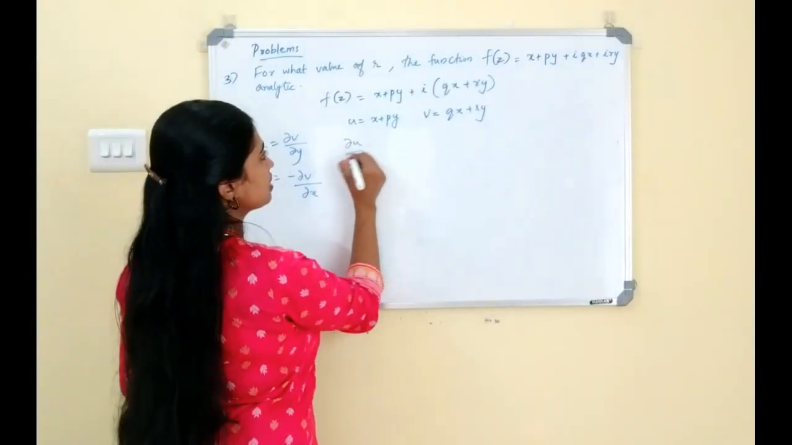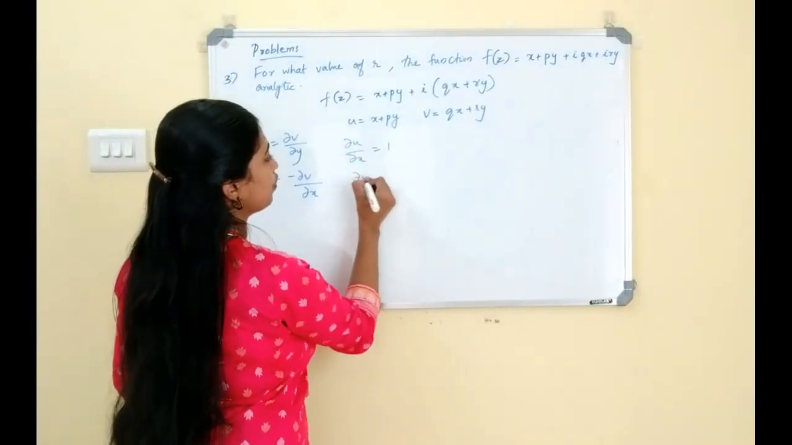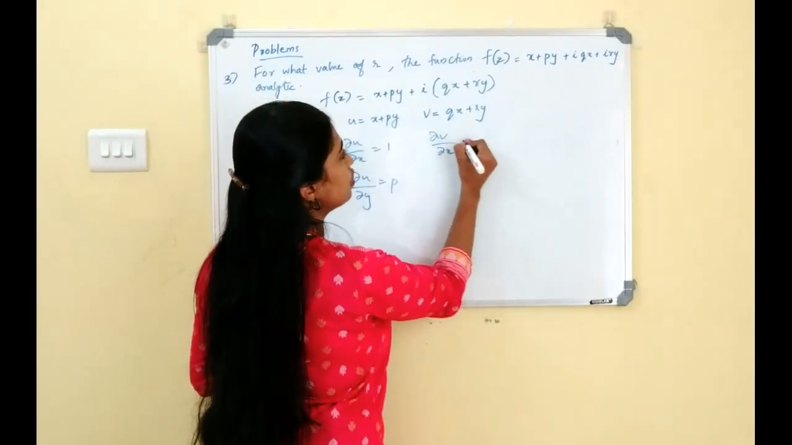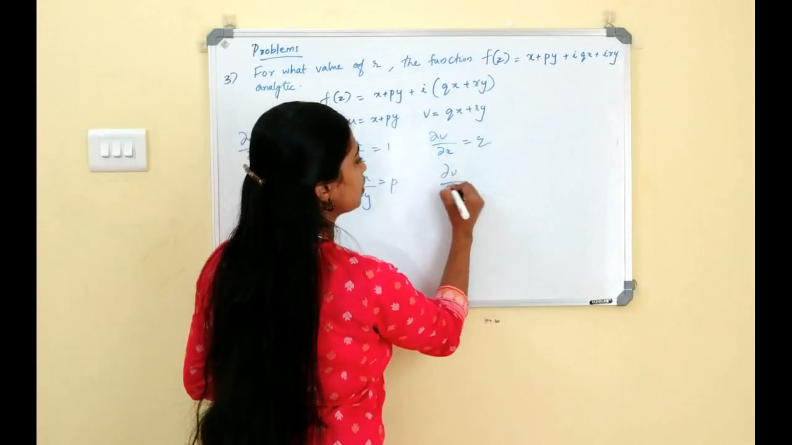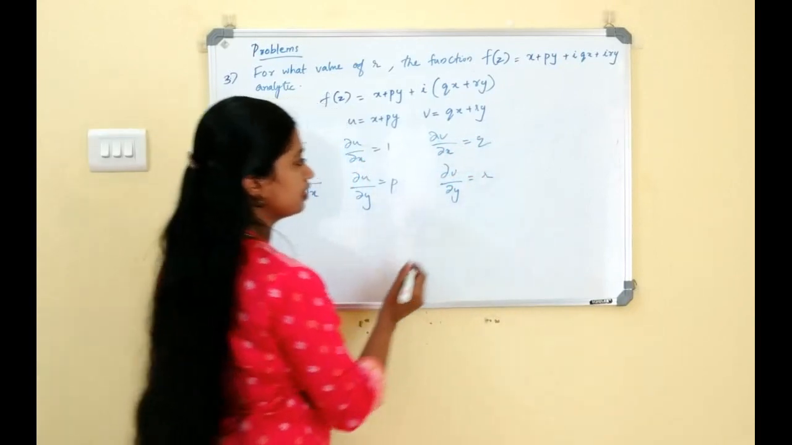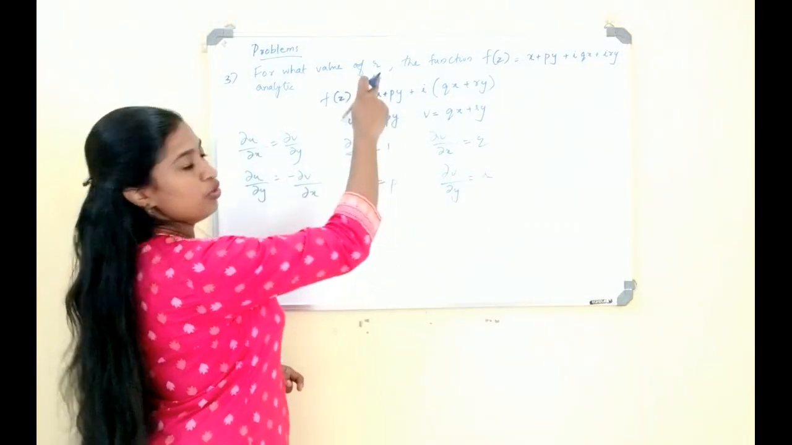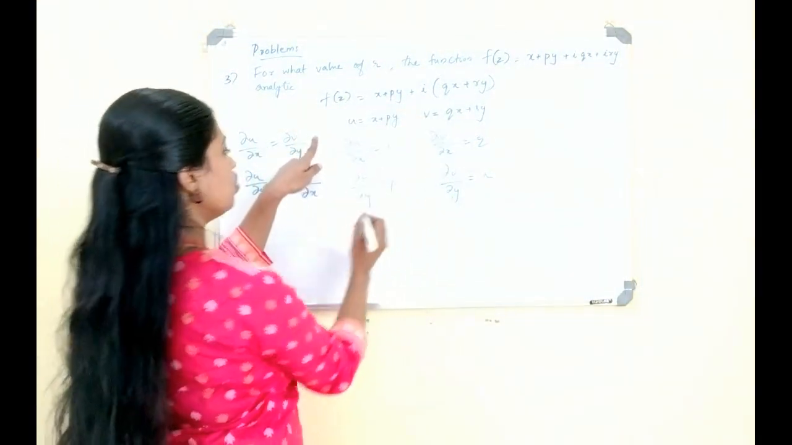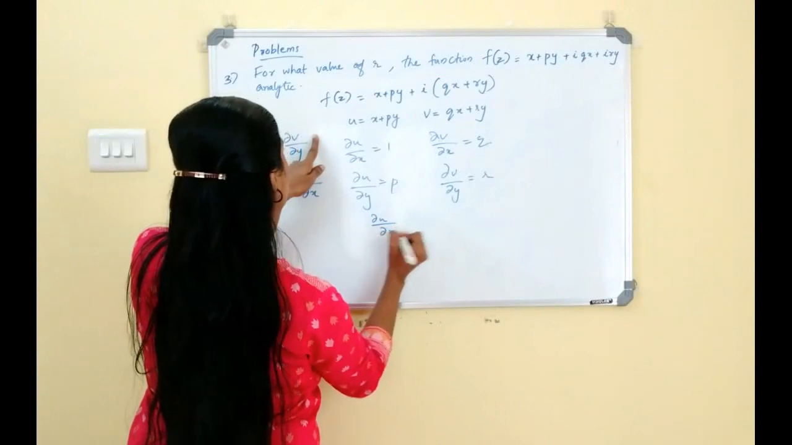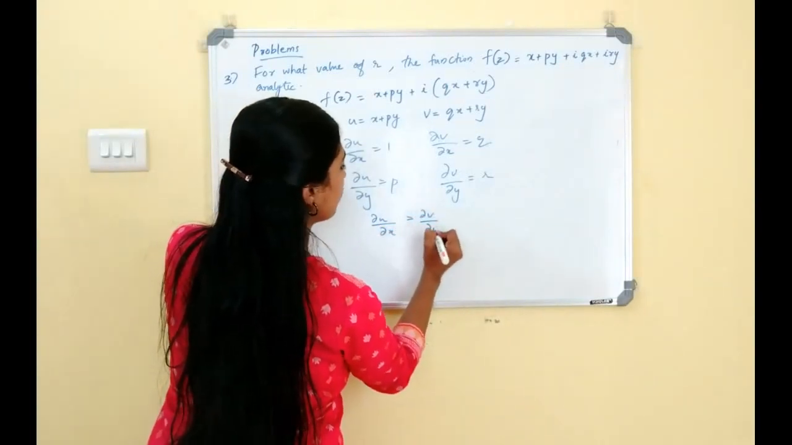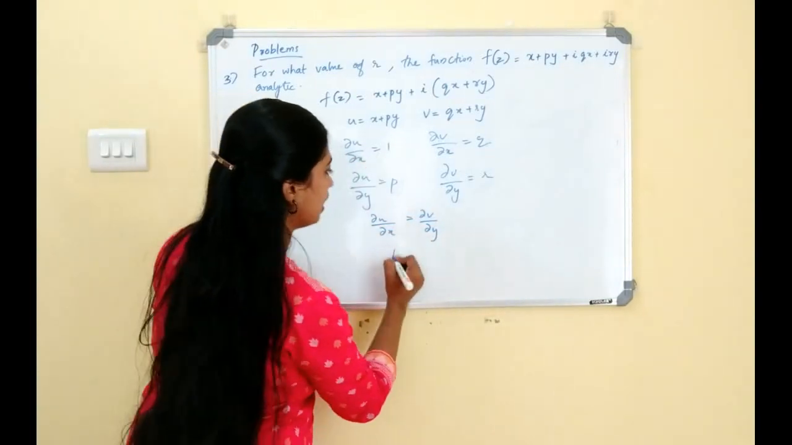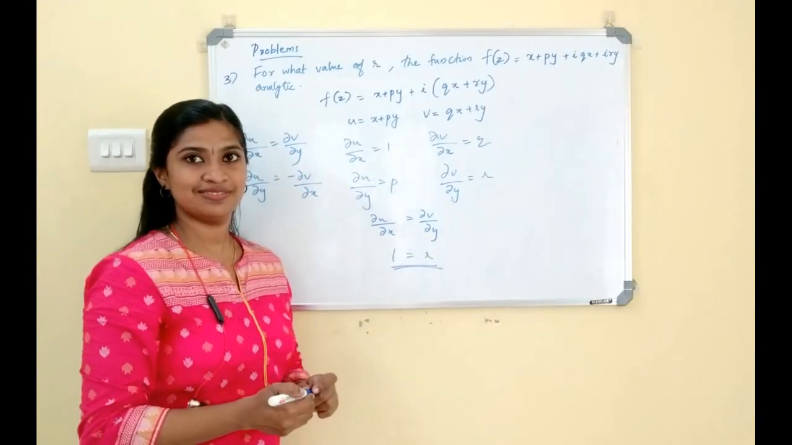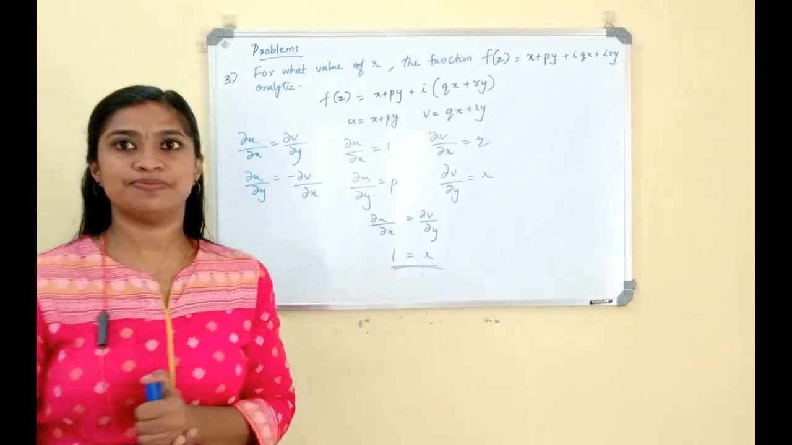So dou u by dou x is equal to 1, and dou u by dou y is equal to p, dou v by dou x is equal to q, dou v by dou y is equal to r. We have to find the value of r. So dou v by dou y appears in this equation, dou u by dou x is equal to dou v by dou y. Dou u by dou x is 1, and dou v by dou y is r. So r is equal to 1. Next question.